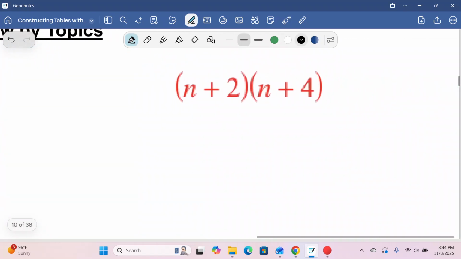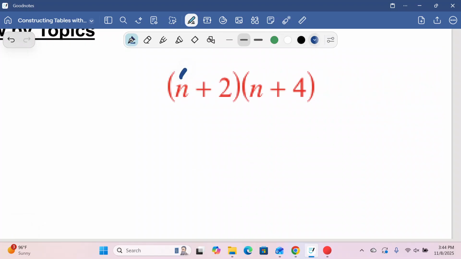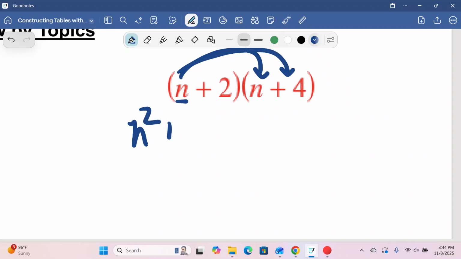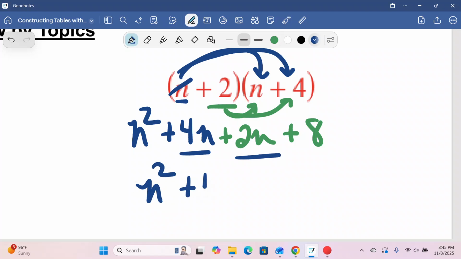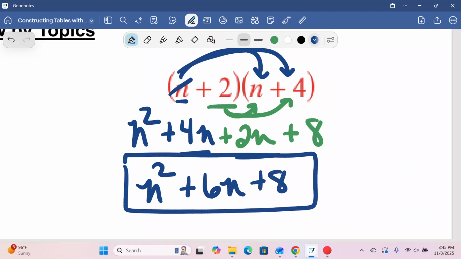So we go on to the next one, and then now we have another quadratic. So we're going to do n times n, and that gives me an n squared. I'm going to start off with this one. Then I go +4 times n is +4n. I'm done with the n. I can scratch it out. And you have +2 times n, and I have +2n. And then I go +2 times +4, which gives me a +8. Now what I'm going to do is I'm going to add the 4n and the 2n, so that gives me an n squared. A 4n plus a 2n is a +6n, and then that gives me +8 right there. So that is my answer.